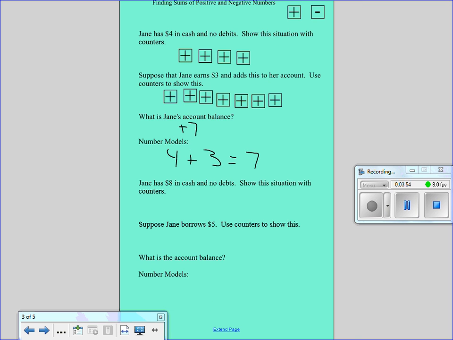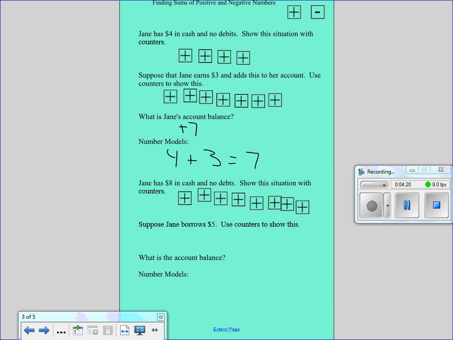Let's take a look at this next problem here. Jane has $8 in cash and no debts. Show this account balance with the counters. We have 8 here. So when you have no debts, you don't have to add any negatives to it, okay? 1, 2, 3, 4, 5, 6, 7, 8.